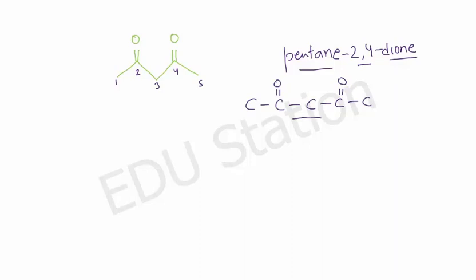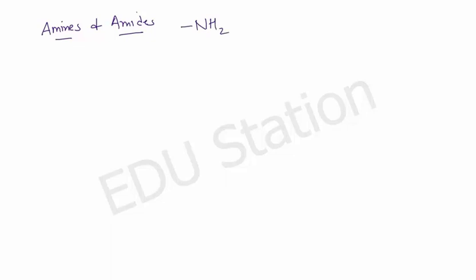Okay, now we will come to some special names. First of all, we study about amines and amides. Amine is simply NH2, whereas amide is an acid derivative which is CONH2. So the hydrogens of the nitrogen can be substituted.